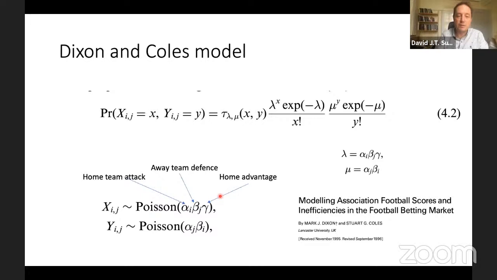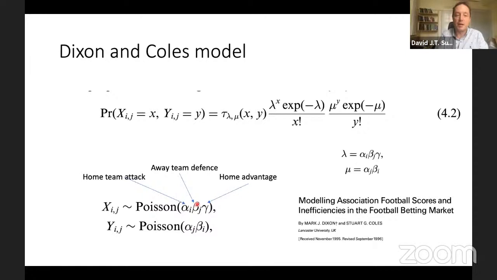See, in this case, they're multiplicative. I think normally you would use multiplicative parameters. So this thing is going to be like 1.1, for example, if a home team is particularly good in attack. Beta J, a good away team defense, is going to be 0.9, so it reduces the probability. And then the home advantage is going to be some particular value. So I think it's 1.2 or something like that, multiplying the number of goals that you're likely to score.